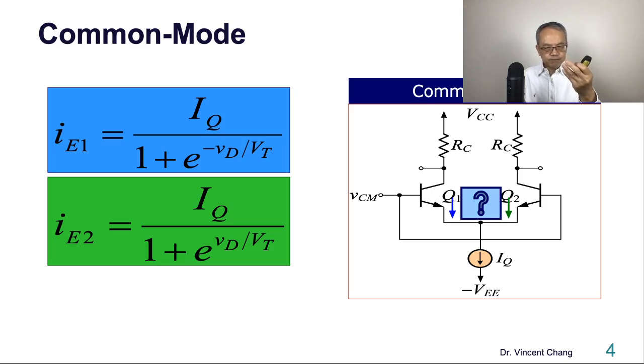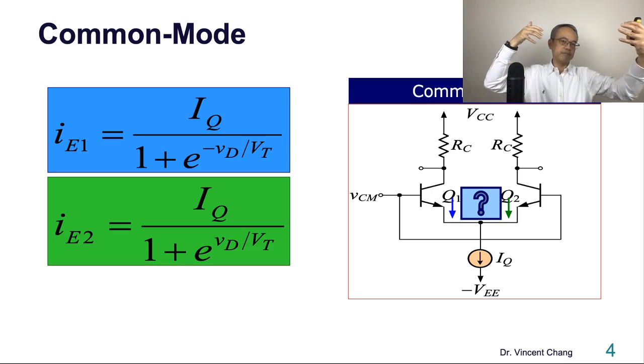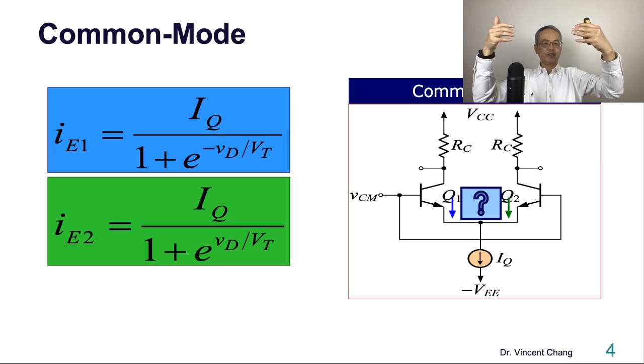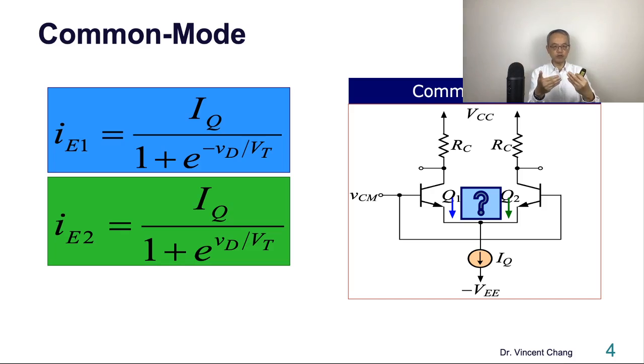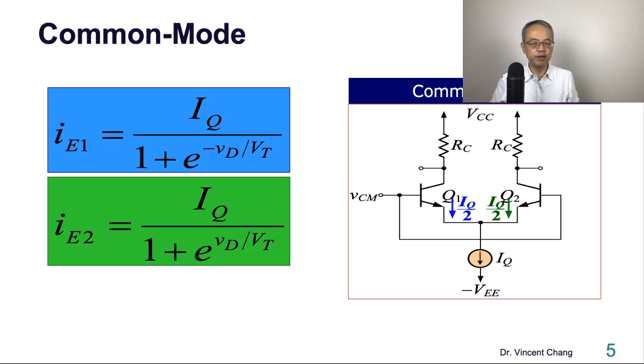In this case, if I ask you by instinct, what is your answer? 50-50, right? Because it's symmetric. You have VCM on the left, and I also have VCM on the right. So common base voltage, common emitter voltage, same VB. There's no reason that the current will be split differently. It should be 50-50, half-half. So the total is IQ: 50% of the IQ goes to the left-hand side, the other half to the right.